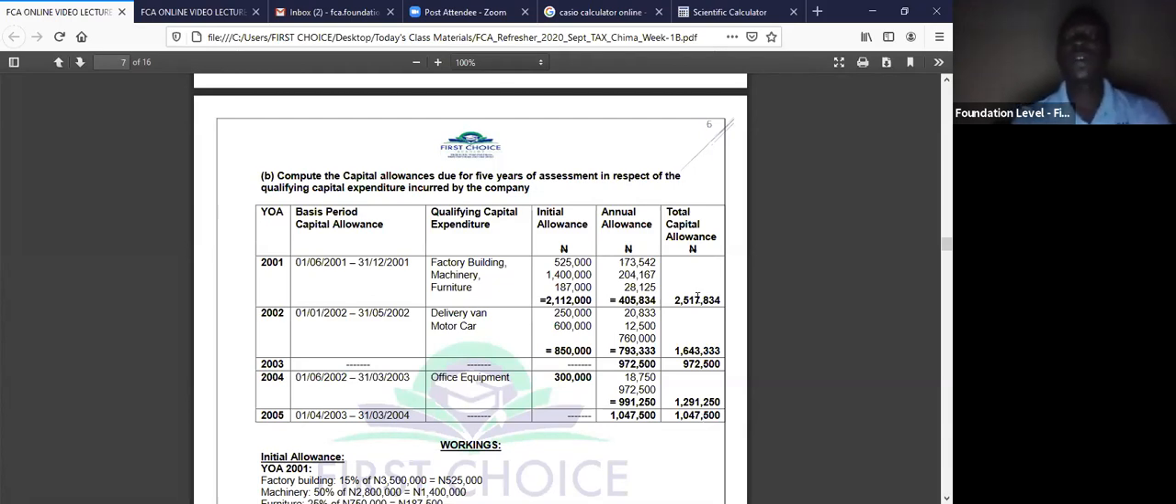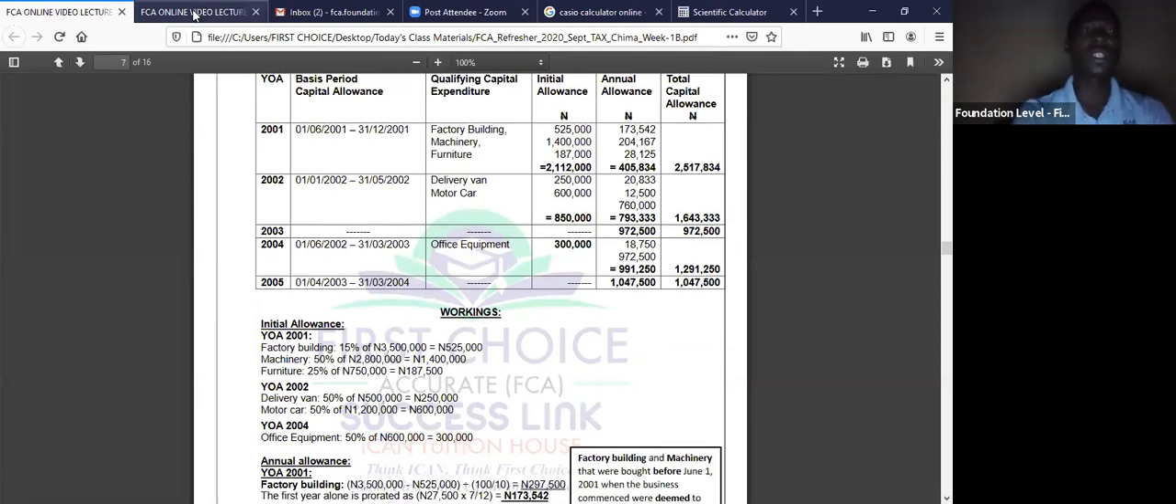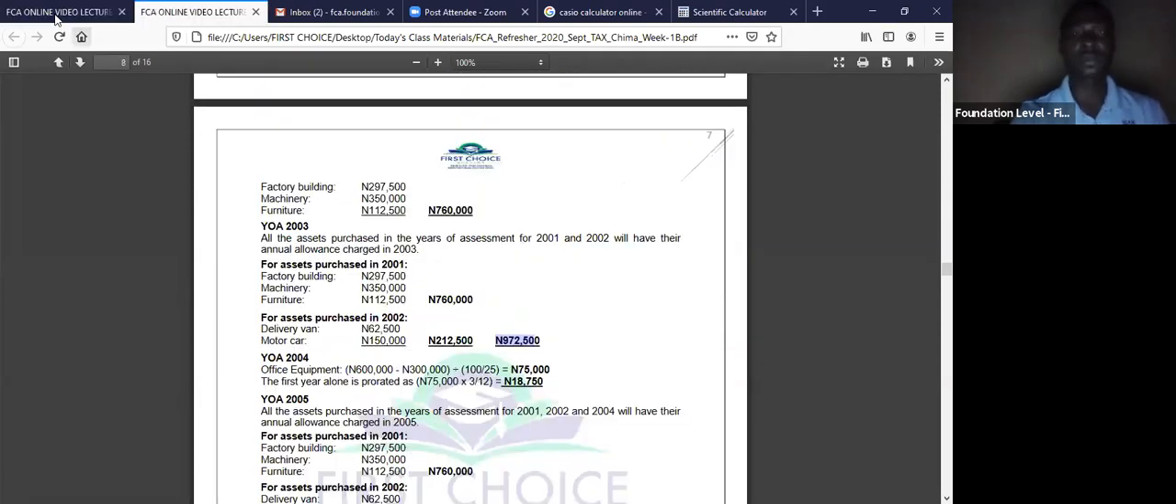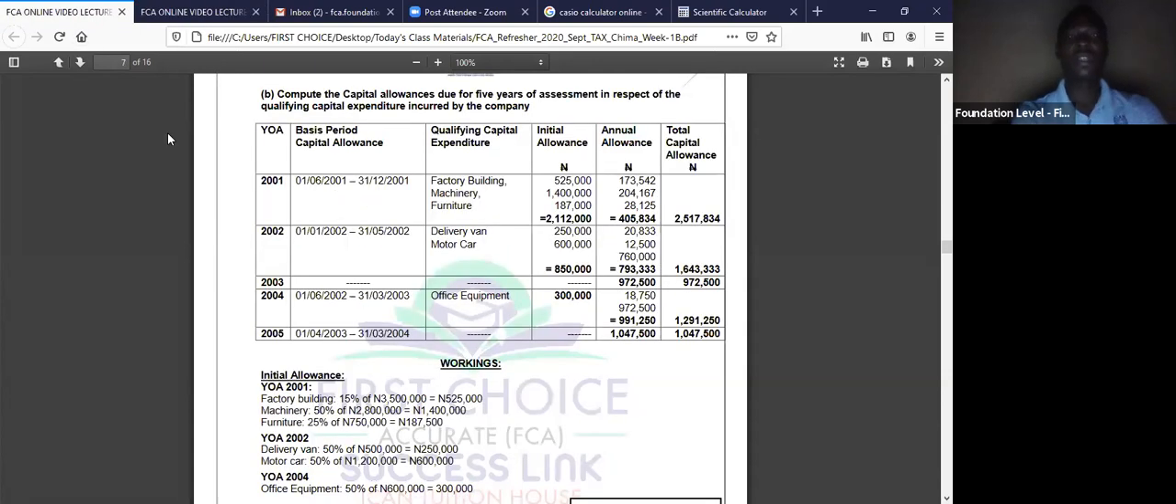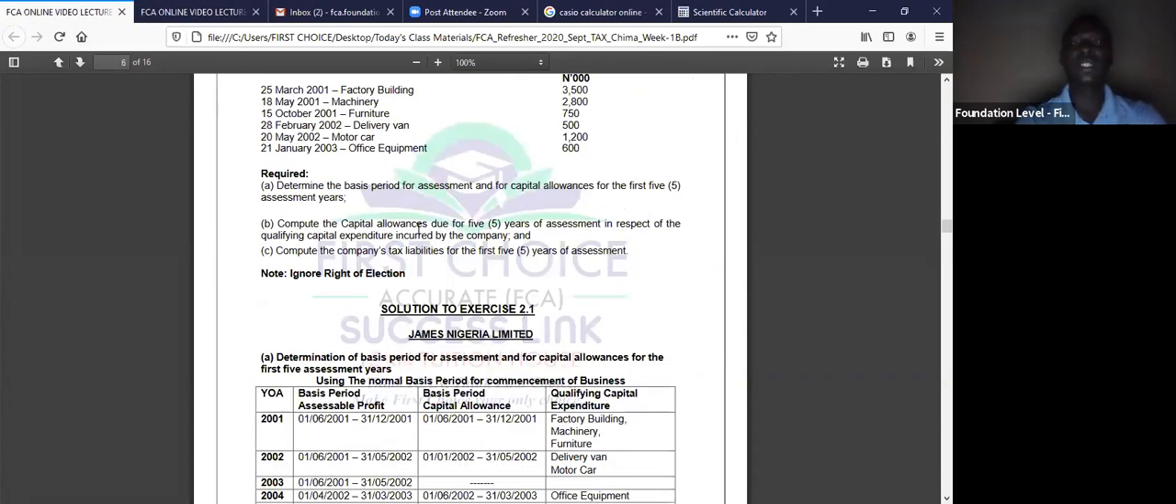Now that we've gotten our total capital allowance, we are now set for operation. The question says before that B, compute the capital allowances due for the 5 years. We've done that. In respect of the qualifying capital expenditure incurred by the company, we've just finished that in B part. So we are going to the C, compute the company's tax liability for the first 5 years of assessment.